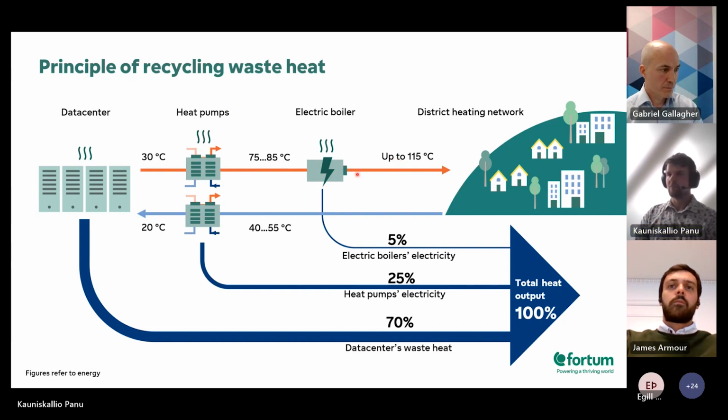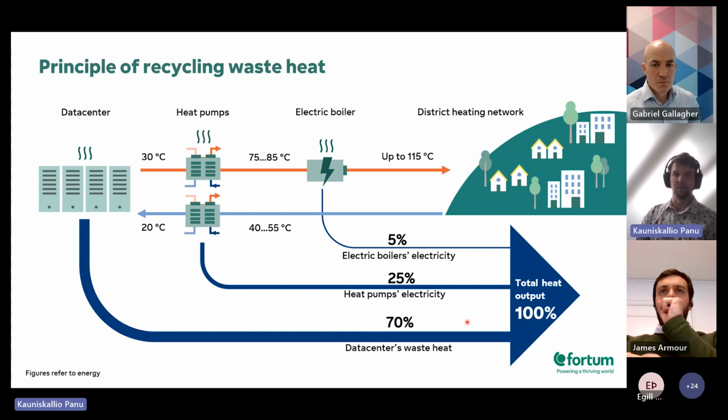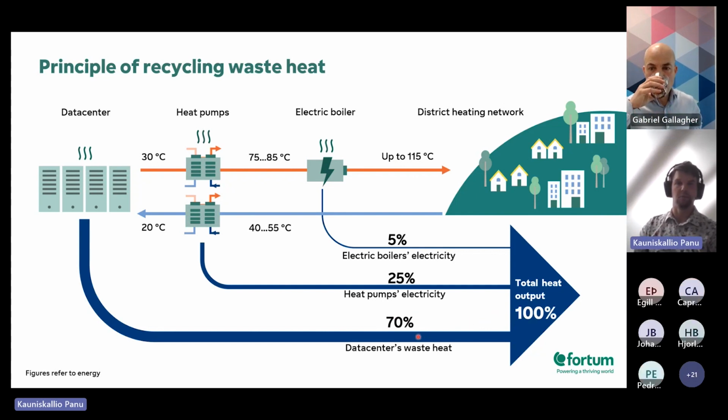And when we look at the figures from an energy perspective, approximately 70% of the total heat output will be from data centers waste heat directly. Meanwhile, the rest of the heat is from either electricity used by heat pumps or electric boilers. And these form the total output of 100%, which accounts for approximately 0.8 terawatt hours a year in our case.